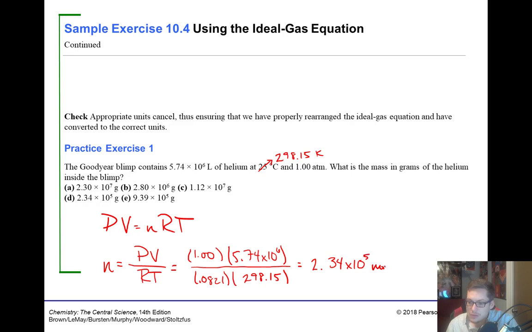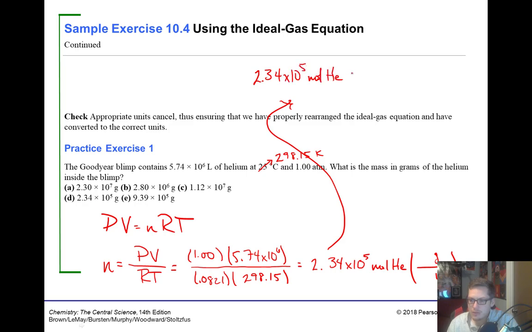5 moles of helium, but that's not what it's after. It's after grams, so we're going to convert moles to grams. So we'll put moles of helium in the bottom, put grams. Can you see me, or am I blocking it? Oh, man. All right, so we'll redraw this up here. So we got 2.34 times 10 to the 5th moles of helium, right? And we're just converting this. This is old hat now. So moles of helium down here, grams of helium up here.